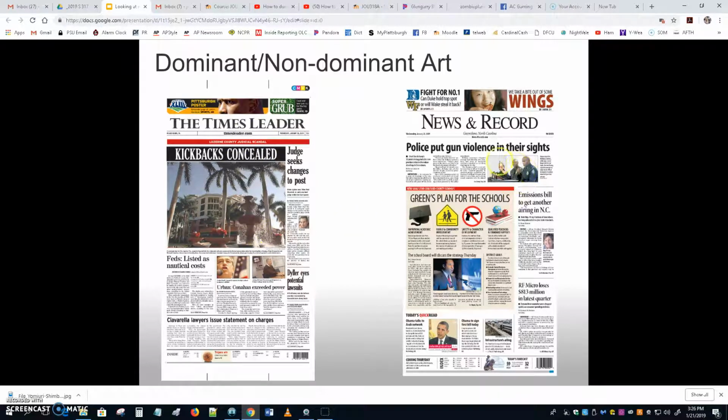However, here's a paper from North Carolina, which has no dominant art. There's no main art on the page. This photo is barely, really probably in square inches, no bigger than that photo, and there's all these other little things, lots of little things, but no dominant art.